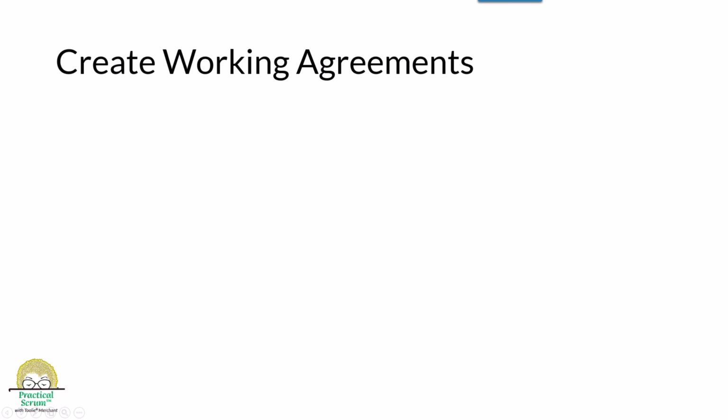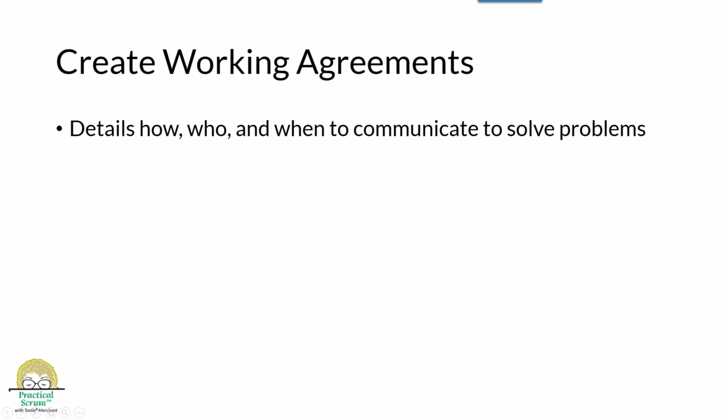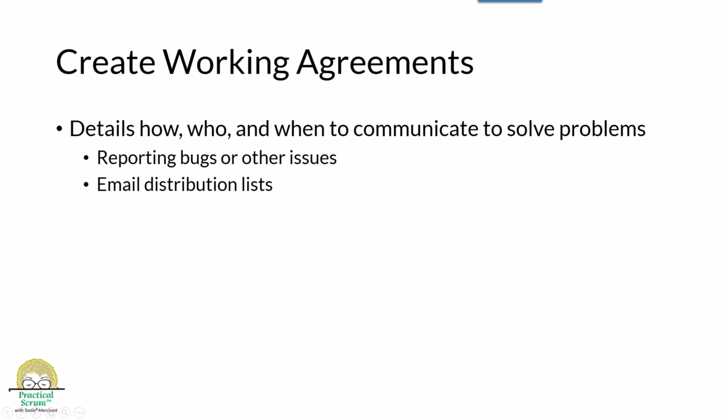Now that you have an initial diagram of inter-team processes, it's time to put those processes down on paper. For these inter-team dependencies, a working agreement can detail who, how, and when you communicate to solve problems. For example, if there's a bug that can be traced to a system on which your product depends, how do you report that? Will the other team have one person or an email distribution list that responds? Who will capture and distribute those to-do items?